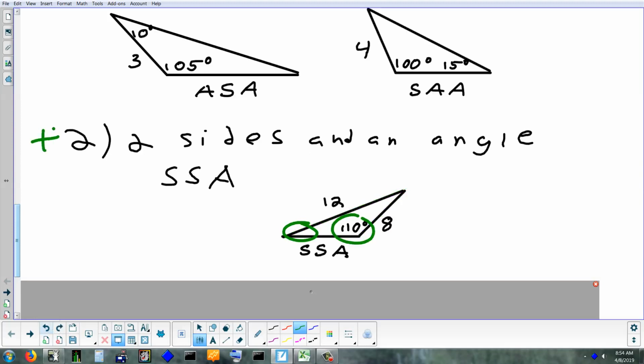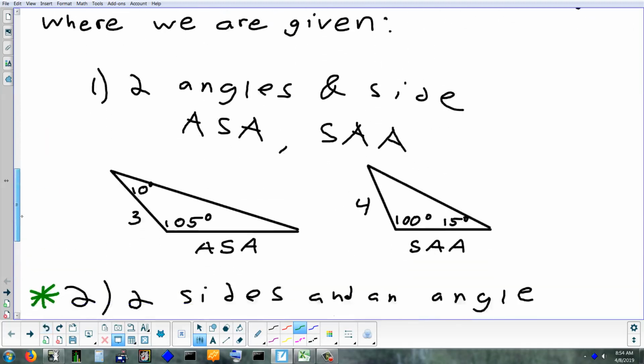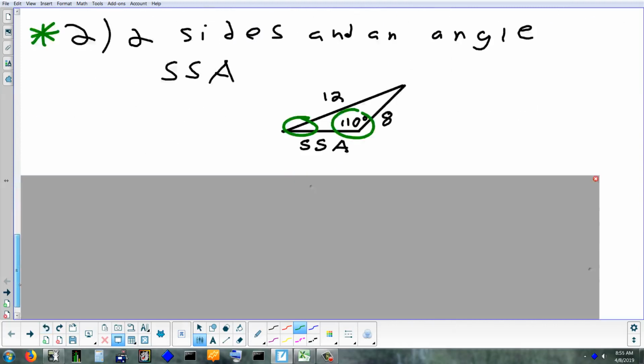Okay? And this one we're going to do a little bit with today, and then we're going to spend most of tomorrow on that one as well. Because that one can be a little tricky. The first two, no, those aren't too bad. But the second one's a little tricky.